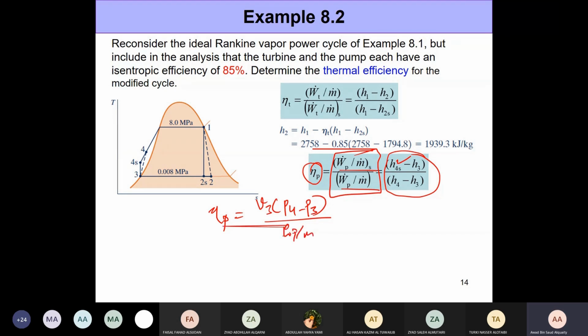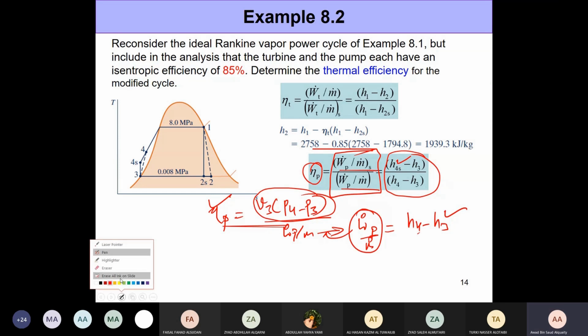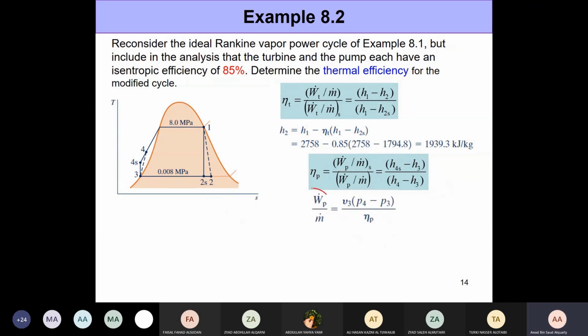Okay, so we know this value. We can calculate the values, or we already know the values for a reversible work input, and from these two we can calculate the actual work input for a pump, and this is simply equal to H4 minus H3. H3 is known, WP is what we calculated just now, so we can get H4 from there.